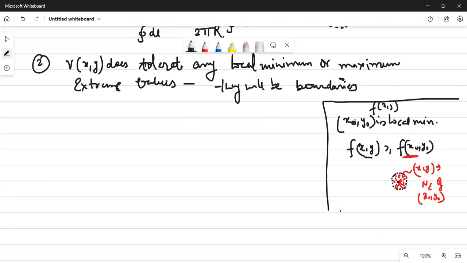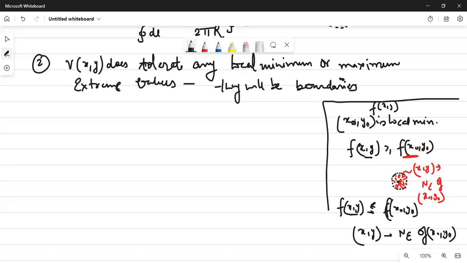Similarly, my function will have a local maximum at the point (x0, y0) if f(x, y) is less than or equal to f(x0, y0), where (x, y) are points in a given neighborhood of (x0, y0). If in a given local neighborhood I can write that f(x, y) is always less than or equal to f(x0, y0), then what does it imply? It implies that (x0, y0) is a local maximum.